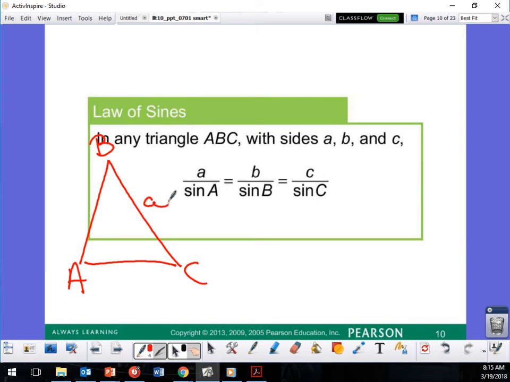This is one of the bigger fundamental things you have to understand to be able to do this. Where's little c? In between A and B. Very good. And little b? Between A and C. There you go. It is fundamental that you know where these things go. It's very important.